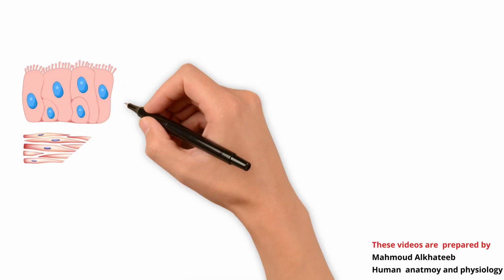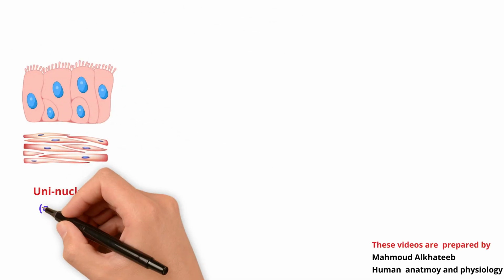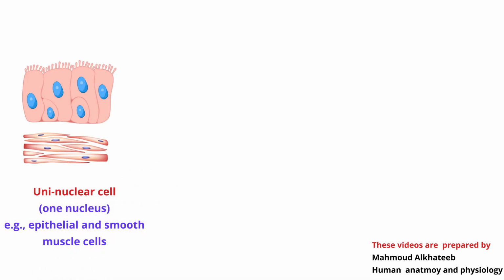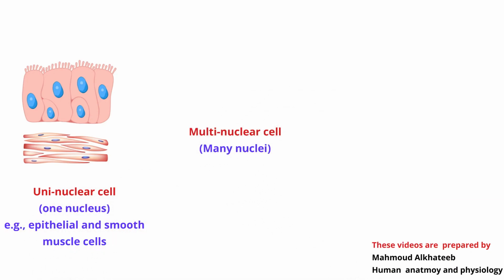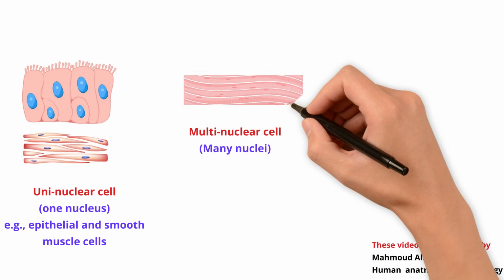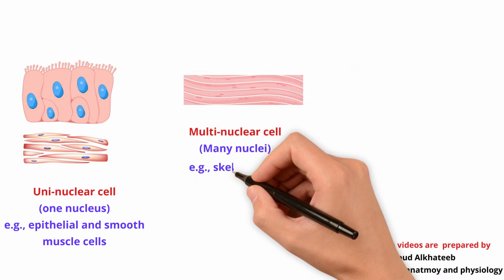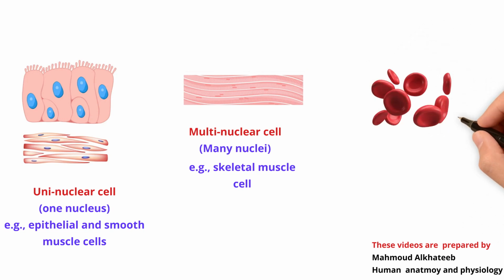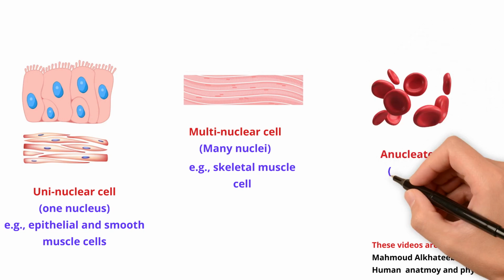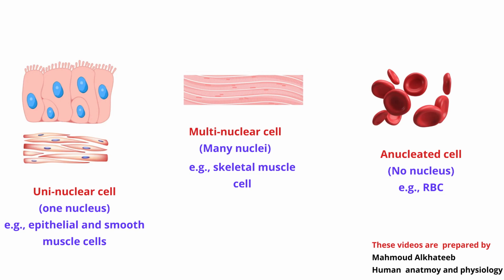Finally, with respect to the number of nuclei, many cells in our body have only one nucleus, such as epithelial cells and smooth muscles. Other cells are multinucleated, containing more than one nucleus. A good example is a skeletal muscle cell. However, there are also some cells that lack nuclei, or are anucleated, such as red blood cells.